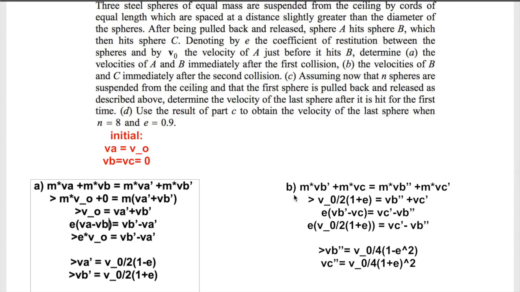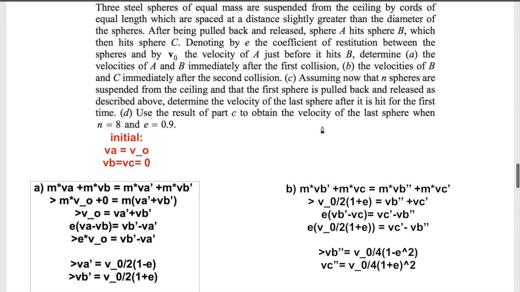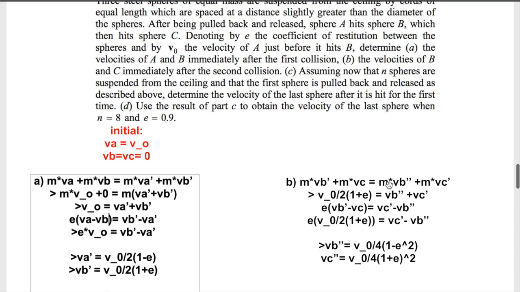So for part B, we're doing the same thing, but instead of A and B, we're doing it with B and C. We use our same conservation equation and plug in the values that we know, including this VB after hit right here that we just found. From that we find that V naught divided by 2, 1 plus E, equals VB after the 2 hits plus VC after hit. We use our E equation like before, and we solve it.